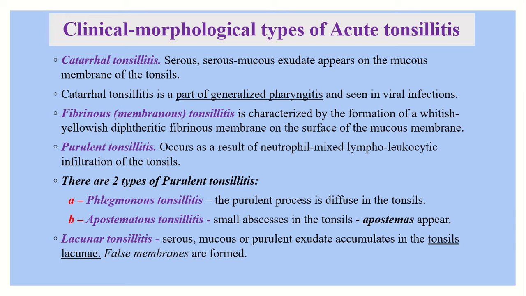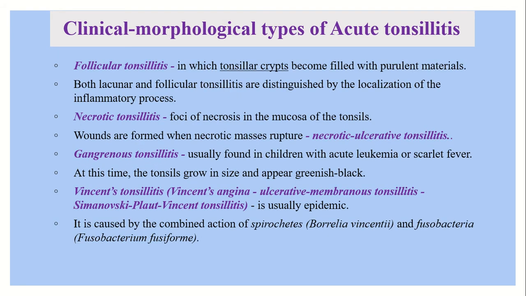There are also types of acute tonsillitis classified by localization. One of them is lacunar tonsillitis. Serous, mucous, or purulent exudate accumulates in the tonsillar lacunae and forms false membranes, not true membranes. And follicular tonsillitis, where the pathologic process is located in the tonsillar crypts.